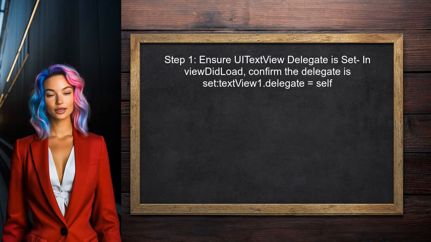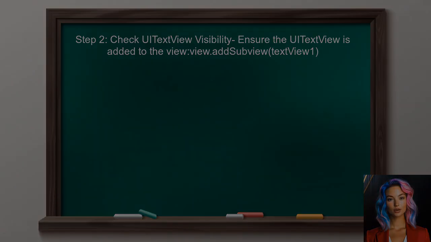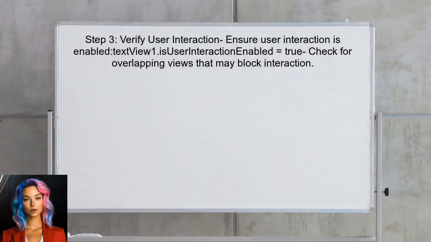To begin troubleshooting why the textViewDidBeginEditing function is not being called, the user should first ensure that the UITextView delegate is correctly set. This is done in the viewDidLoad method. Next, the user should check if the UITextView is properly added to the view hierarchy. If the UITextView is not visible, the delegate methods will not be triggered. The user should also verify that the UITextView is interactive. This means ensuring that user interaction is enabled and that the UITextView is not obscured by other views.